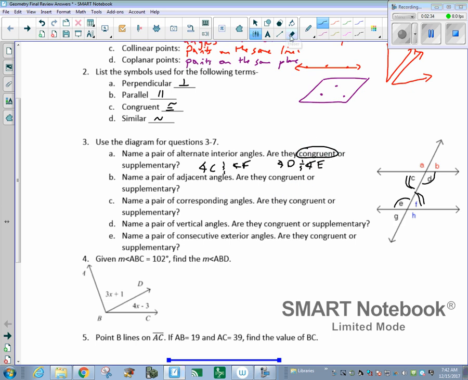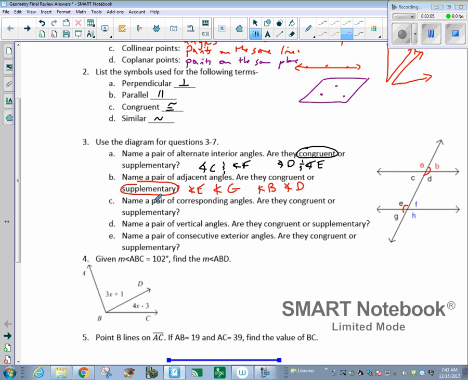A pair of adjacent angles are any 2 angles that are next to each other. So any 2 angles that are next to each other would be like angle E and angle G. Or another example would be like angle B and angle D. And those 2 angles, if you look at them, E and G are consecutive, and D and B are consecutive. It looks like they make a straight line, so those angles would be supplementary.